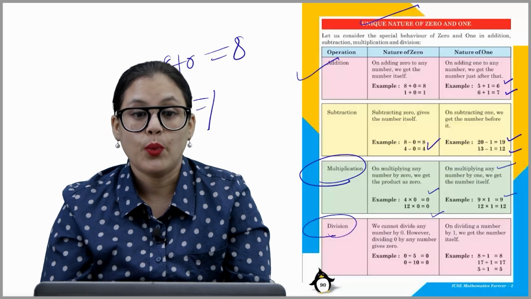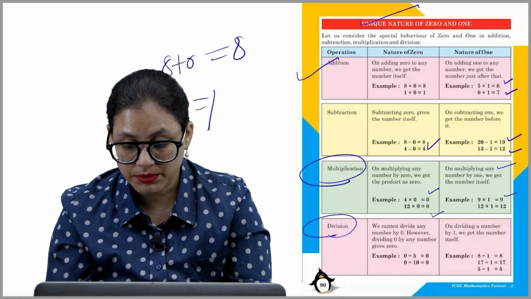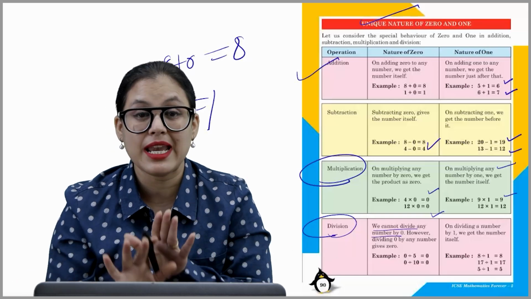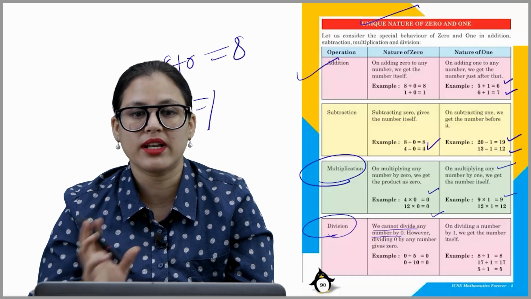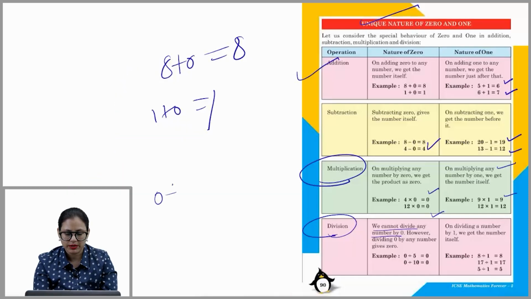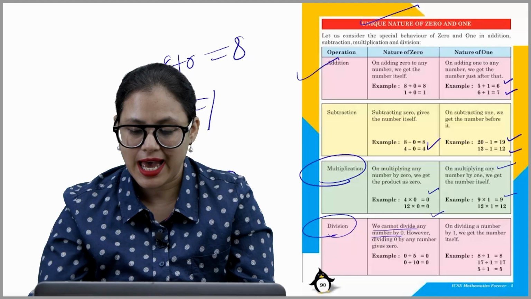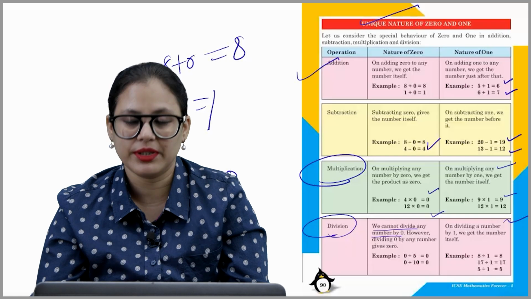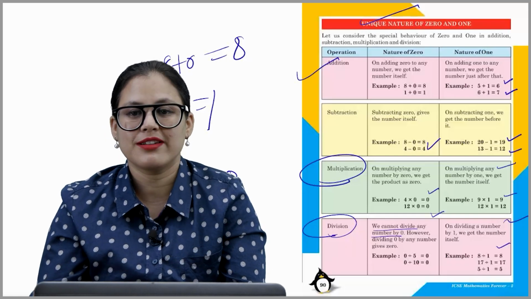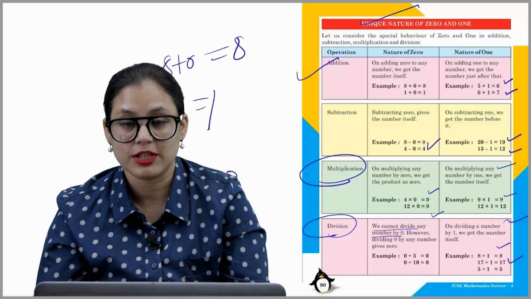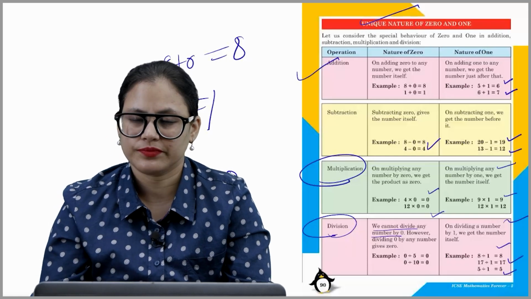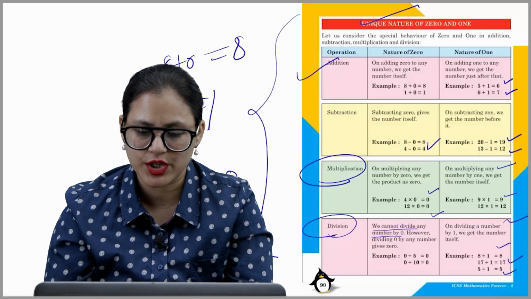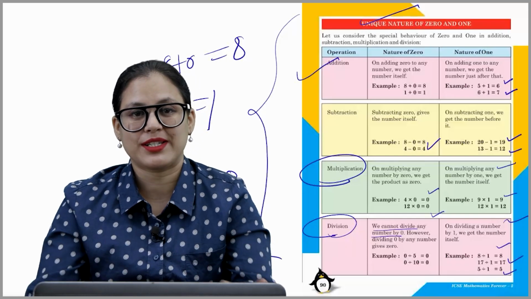Next, division. We cannot divide any number by 0. Remember that. However, dividing 0 by any number gives 0. For example, 0 divided by 5 is equal to 0. 0 divided by 10 is equal to 0. And on dividing a number by 1, we get the number itself. That is, 8 divided by 1 is equal to 8. 17 divided by 1 is equal to 17 and 5 divided by 1 is 5. So students, do remember all these, the unique nature of 0 and 1, and do practice this chapter also.